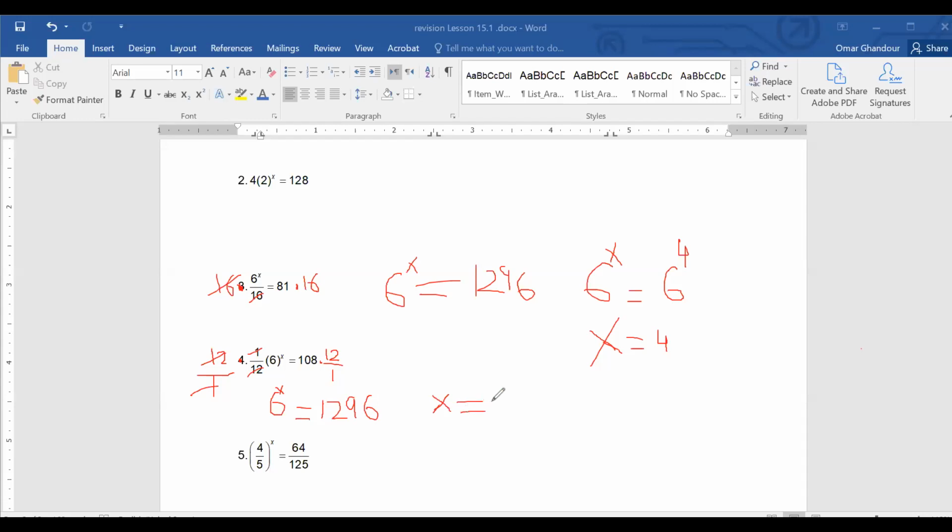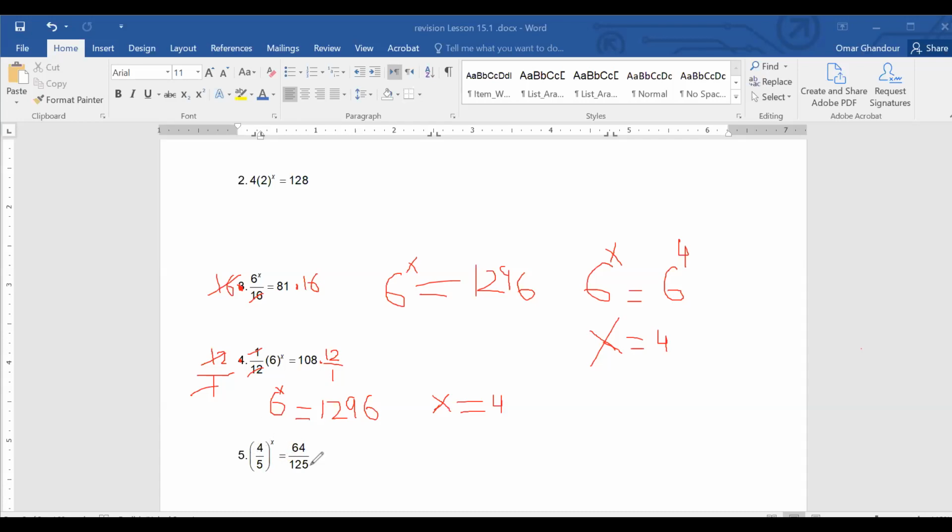It turned out to be the same question. Okay, what about question 5? It's isolated already. Nothing is multiplied with it. So I don't need to divide or multiply anything. I just need to ask myself, how can I turn 64 over 125 to be the same as (4/5)^x?